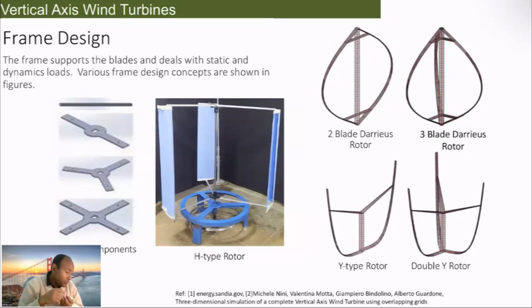So here is another example of the frame design. The frame essentially supports the blade and deals with the static and dynamic loads. So the frame design is very important. This is an H type rotor. You can see the base frame, which is quite straightforward. Then you have one main shaft and connecting airfoils, and then the frame. So you have a two blade Darrieus rotor, a three blade Darrieus rotor, a Y type rotor, a double Y type rotor.